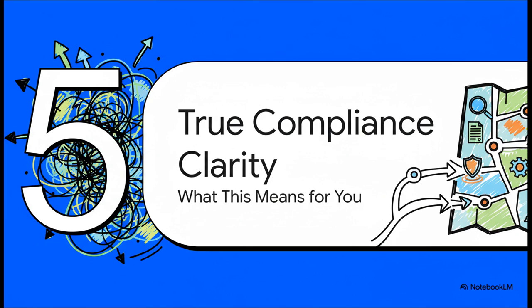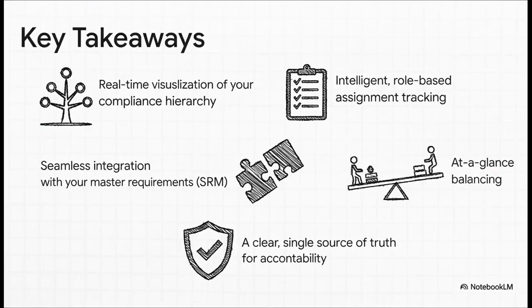So, let's pull this all together. We've gone from a chaotic spreadsheet to a clear, data-rich, visual map. What does this all actually mean for you and your team on a day-to-day basis? Well, the takeaways here are pretty powerful. You're getting a real-time visualization of your entire compliance organization. You've got intelligent, role-based tracking that connects seamlessly with your master list. You can do workload balancing at a glance. And at the end of the day, you finally have a clear, single source of truth for accountability. The chaos is gone, replaced by total clarity.